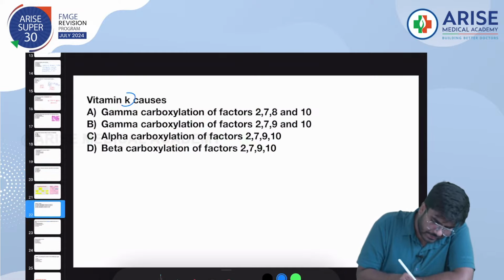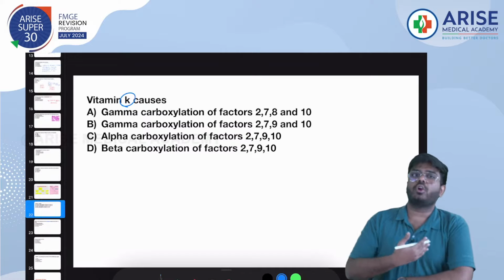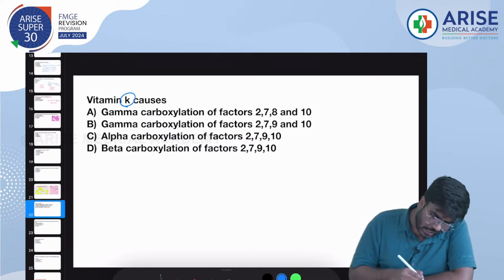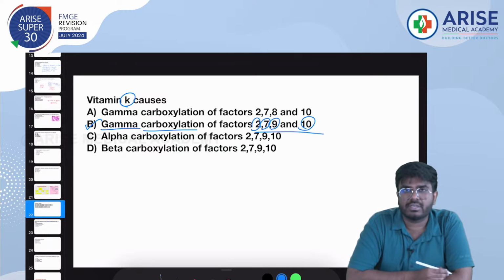Next, vitamin K, what will it do to the clotting factors? We all know we have studied vitamin K has some role in clotting. What will it do? Vitamin K causes the gamma carboxylation of factors 2, 7, 9, 10. These factors require a process called gamma carboxylation for their activation.